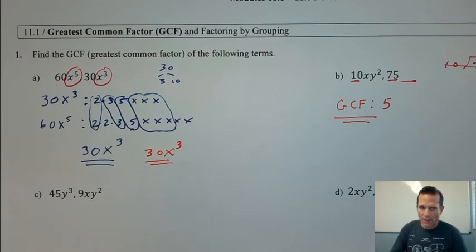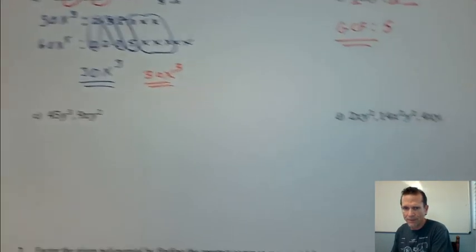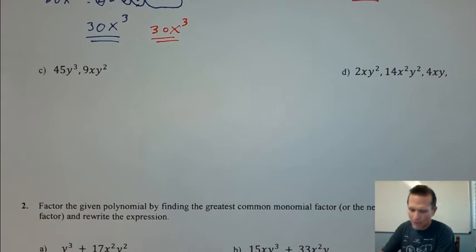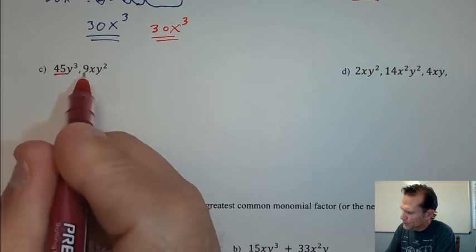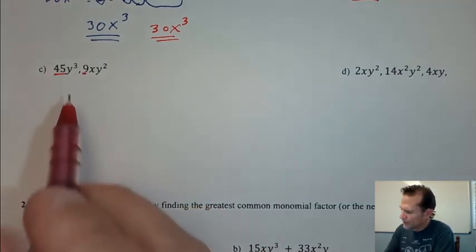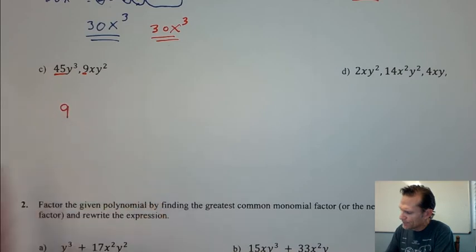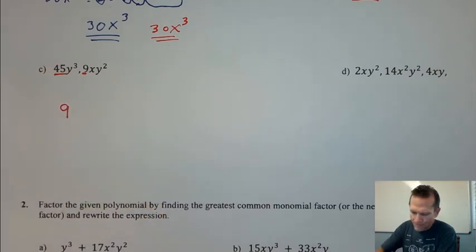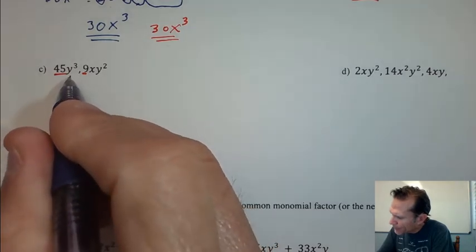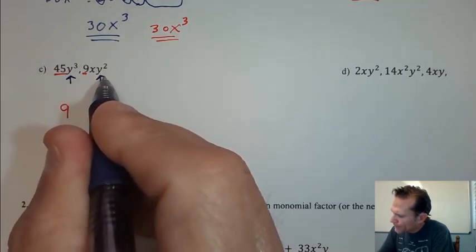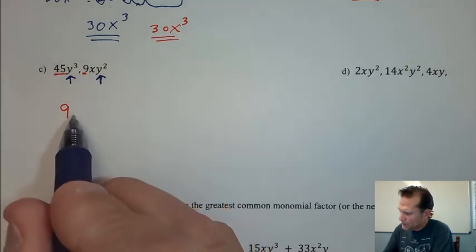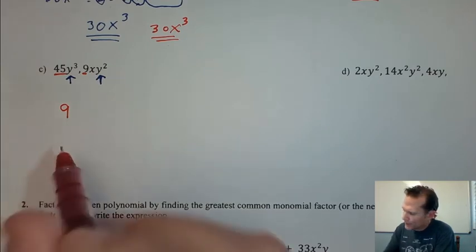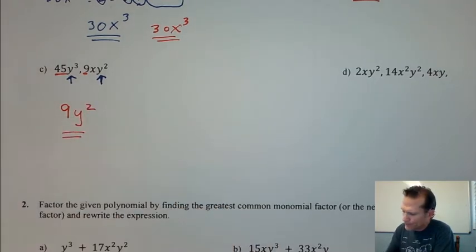Okay. Let's look at this next one, C. All right, looking at C, first I'm going to look at the number part, and you might have already spotted that the biggest number that's going to divide into 45 and 9 is 9. Then I'm going to look, and I see that I have some common y's here. So remember from A, we go with the least power here, and so I end up with 9y squared. That's the greatest common factor.